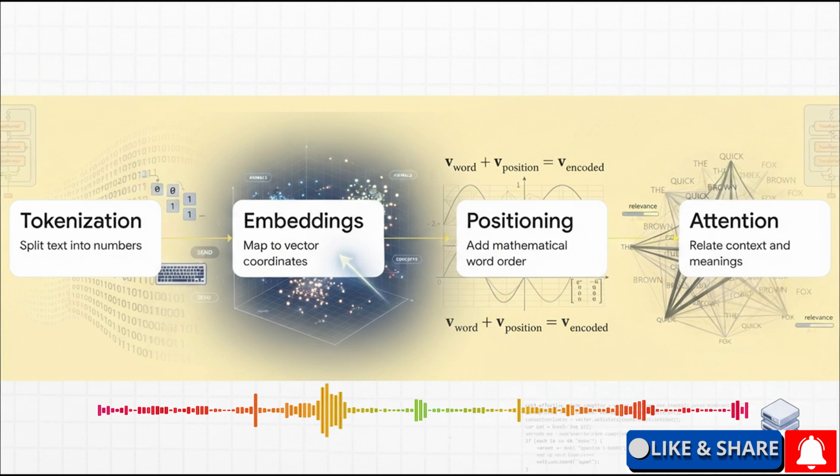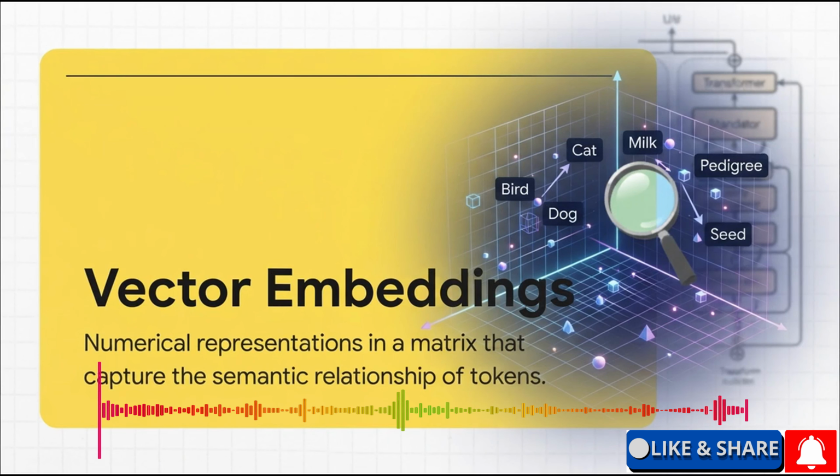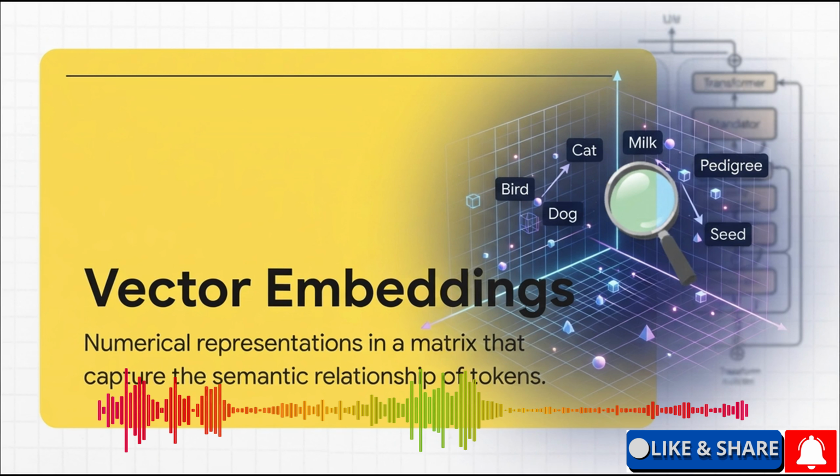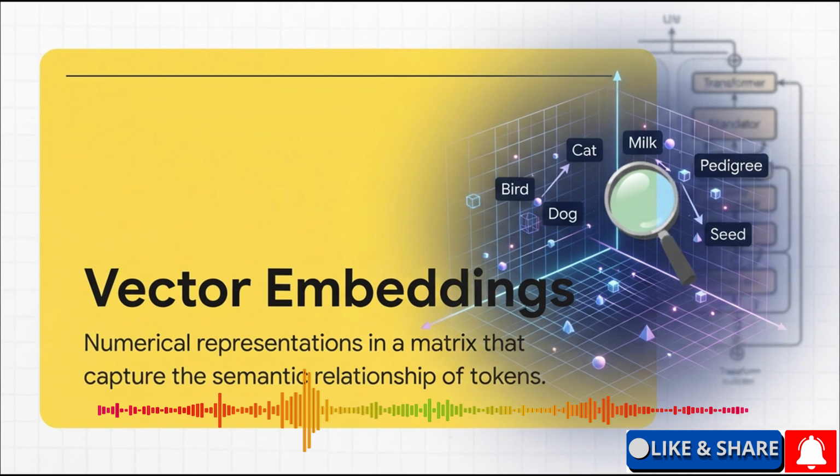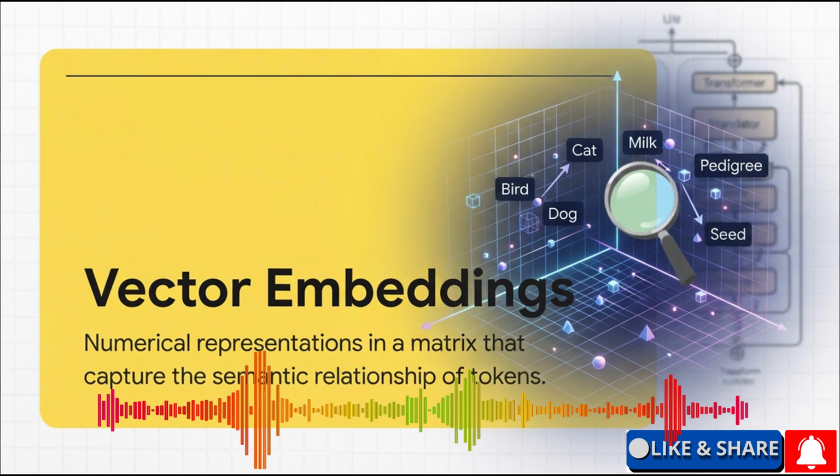Vector embeddings. After breaking your text into numerical tokens, the model maps them out as vector embeddings inside a multidimensional space. Basically, think of it like a massive 3D graph. The model learns that if you plot the word cat, its direction and distance to the word milk is mathematically similar to the distance between dog and pedigree. It literally captures the semantic meaning of the real world, using math.